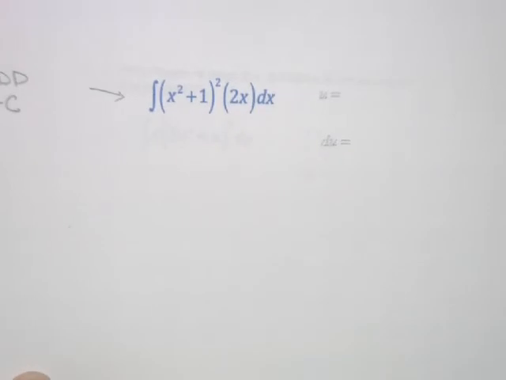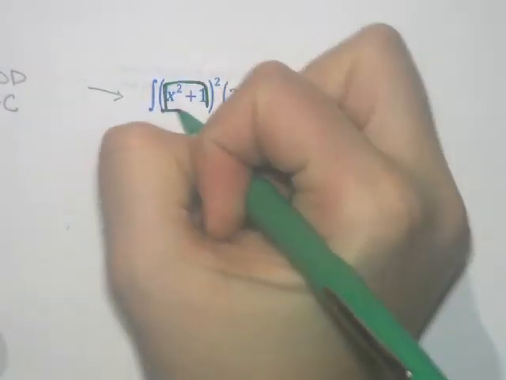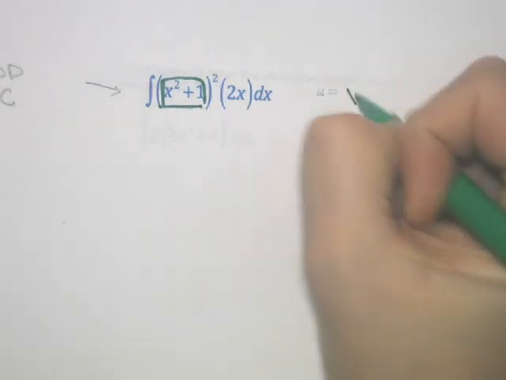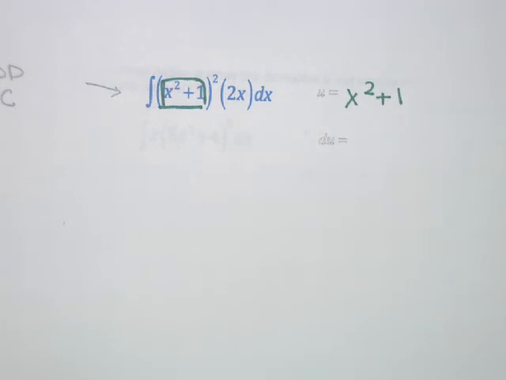So the first thing that we're going to do is look for the inside piece. Whatever's on the inside, you're going to make that your u. So here, inside the squared, the whole function is squared. That inside piece is x squared plus 1. And so that's going to end up being my u.